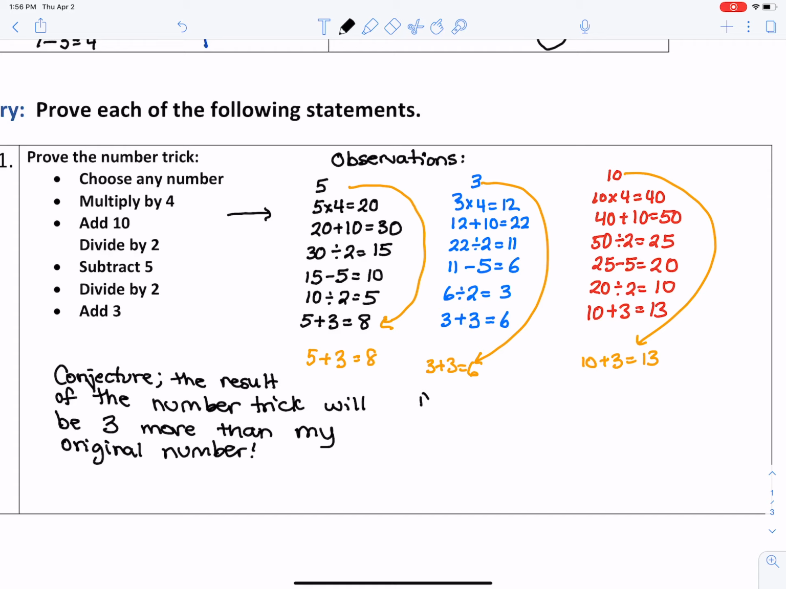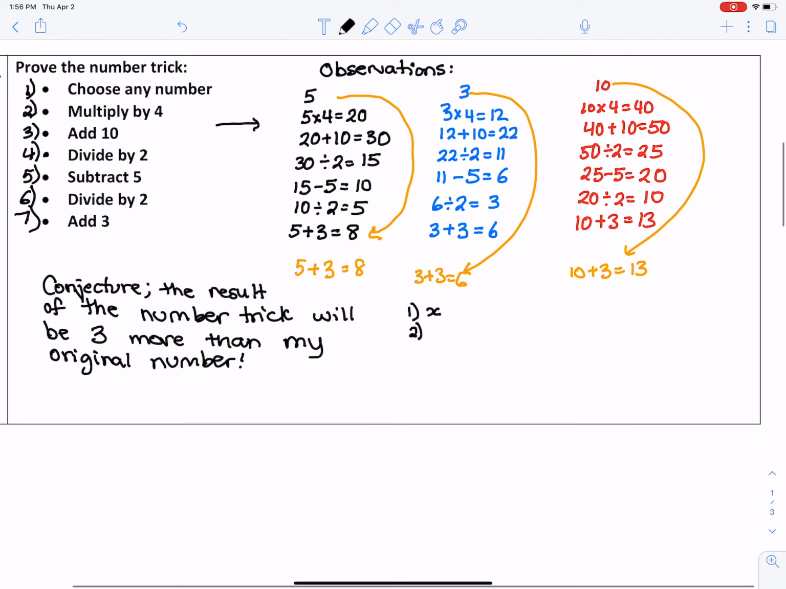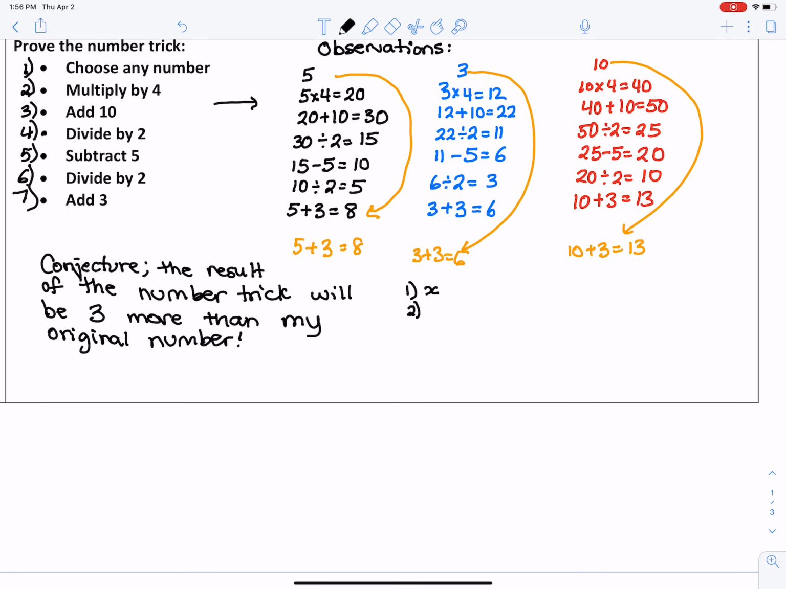So let's say step 1, I'm going to choose x. Step 2, and I'm going to label these with steps. 1, 2, 3, 4. Let's put a dot in there. 5, 6, 7. So choose a number. I chose x. Multiply that number by 4. So 4 times x is just 4x. Add 10 to this number. So 4x plus 10.